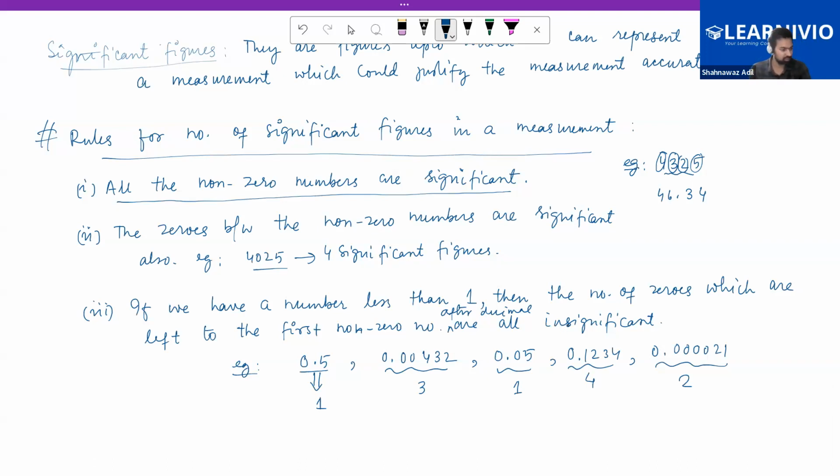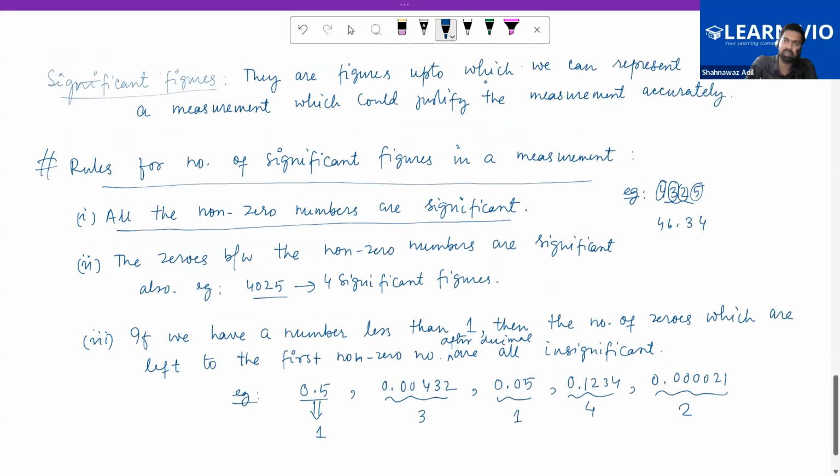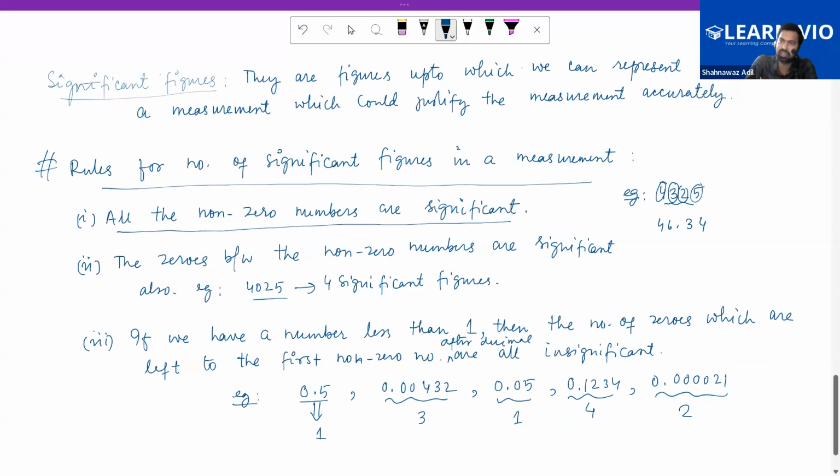In the next class, I will give you some time to note these things down, or you can just take a screenshot of this. There are other rules as well. We'll talk about all those rules in the next class, right? So please take the screenshot and then we'll end the class.